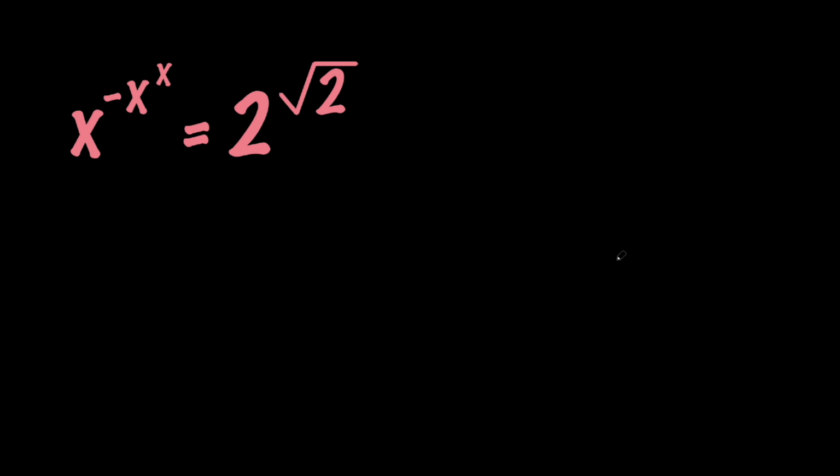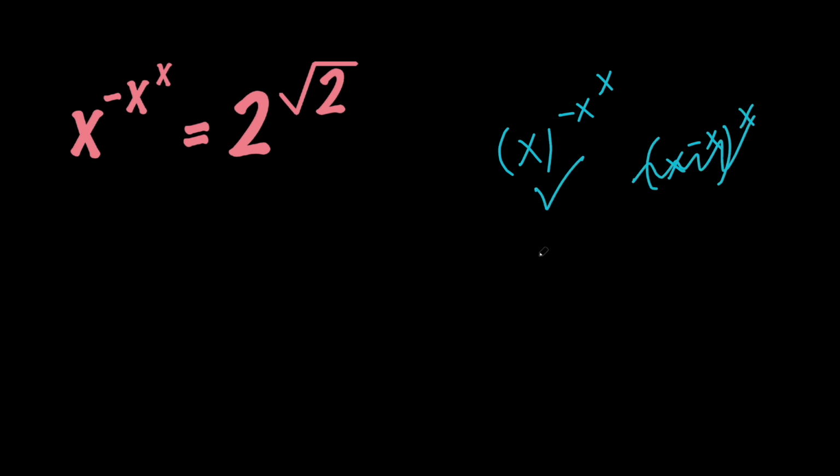Now, before we go ahead and solve this for x, notice that the left-hand side of our equation is x to the power of negative x to the x, and it is not x to the power of negative x raised to the power of x. So this is not what we have, and this is what we have.